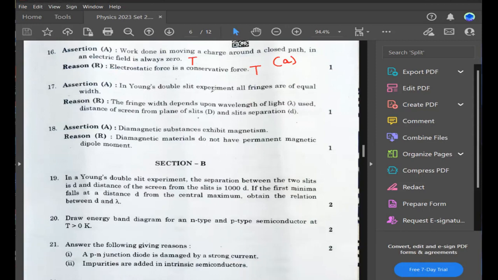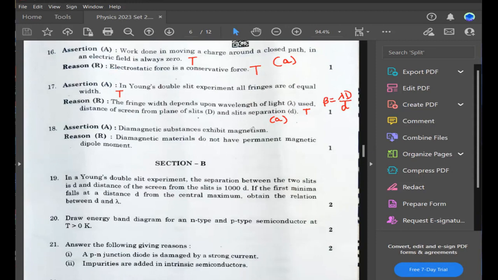Question number 17. In Young's double slit experiment, all the fringes are of equal width. Absolutely correct. The fringe width depends upon wavelength, capital D and small d. We know that the fringe width, which we represent by beta, is equal to lambda capital D upon small d. So this is also correct. Fringe width depends upon these three factors. The reason is the correct explanation of the assertion. So the option is A.